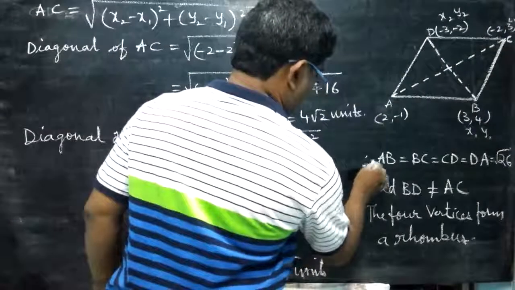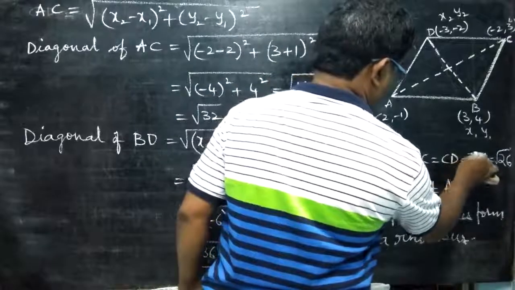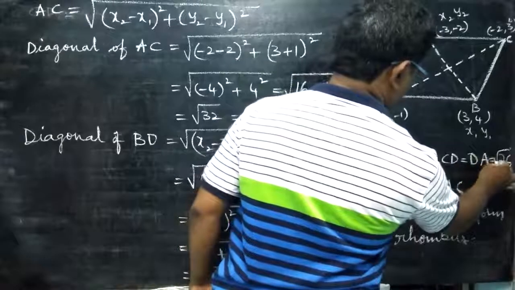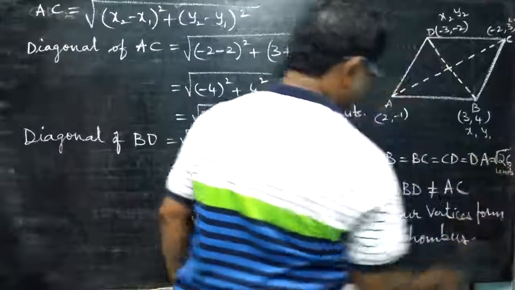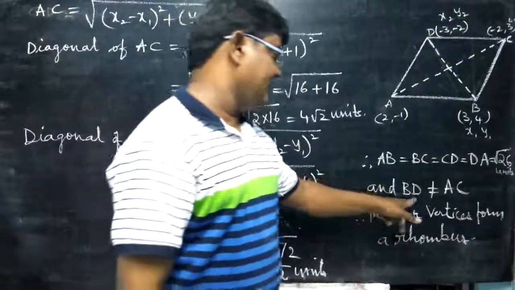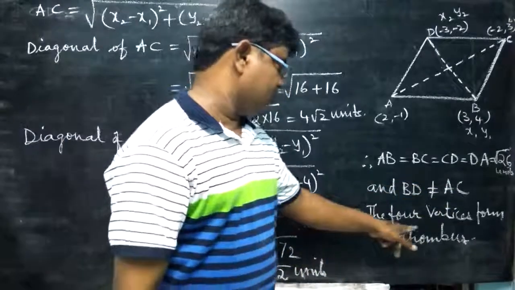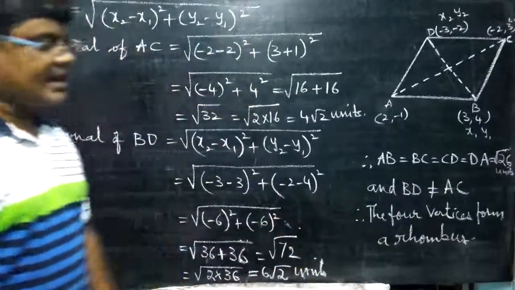Therefore, AB is equal to BC is equal to CD is equal to DA. All the four sides, how much we got means root 26 units we got. All the sides are equal. But diagonals are not equal. Diagonal of BD not equal to diagonal of AC. Therefore, the four vertices form a rhombus. Write that conclusion.